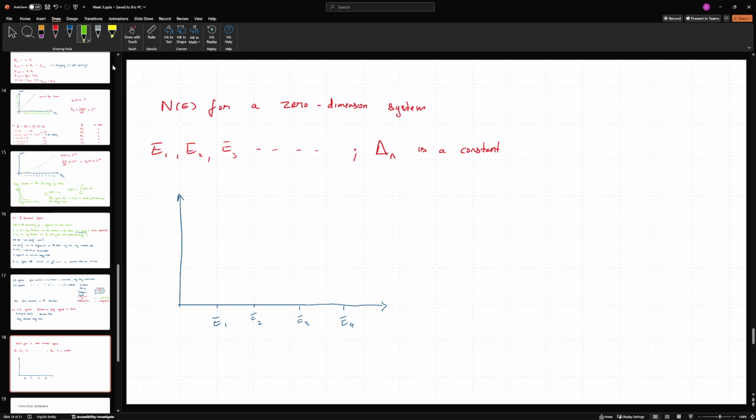Now, how is the thing going to look? N of E for E less than E1: of course, there are no states available. Then there is exactly one state available from E1 to E2, and then there are two states available from E2 to E3, and then I will have three states from E3 to E4. So this is how my N of E will look.